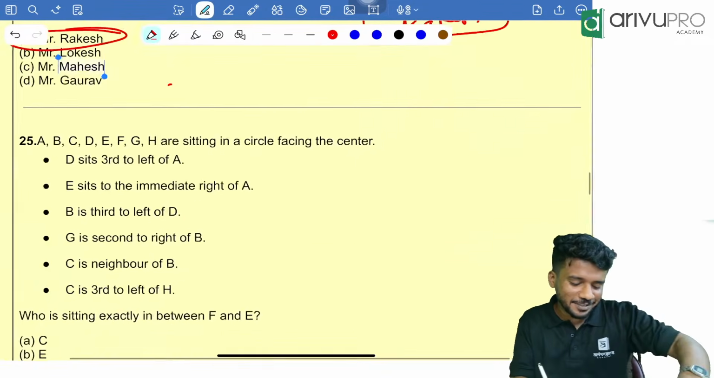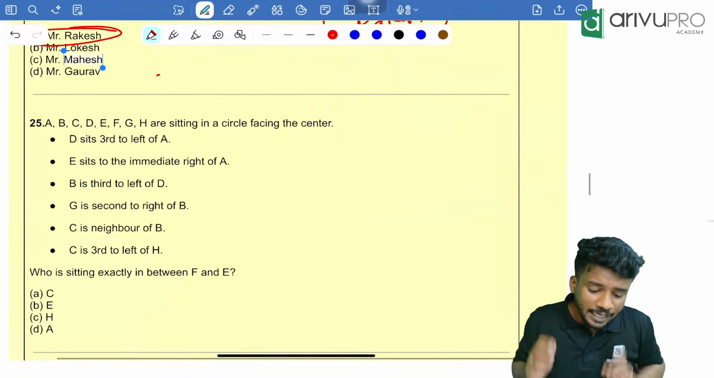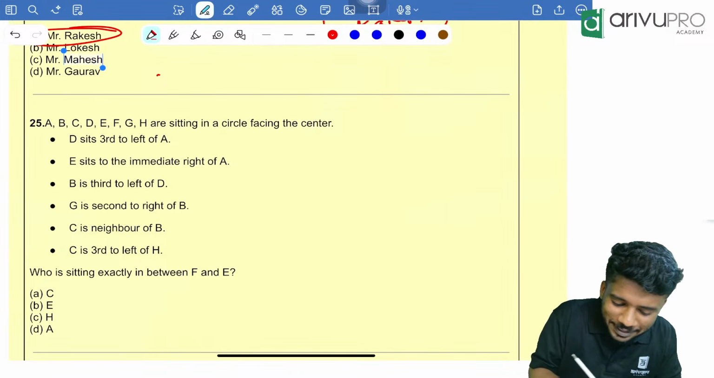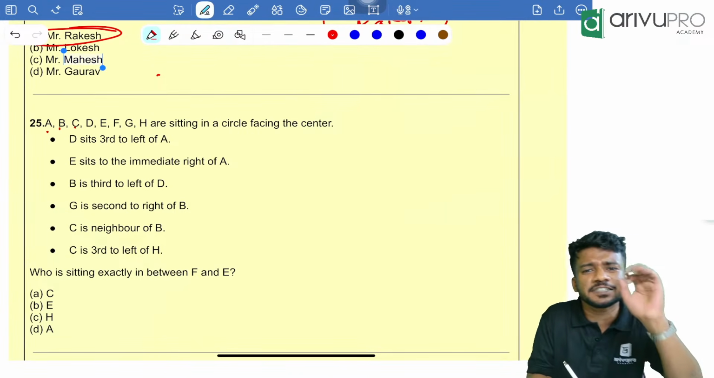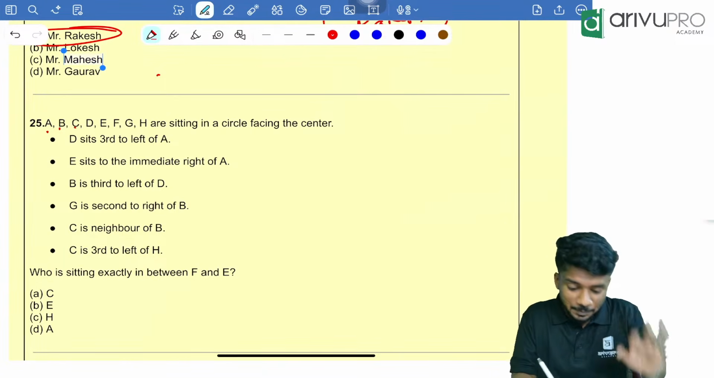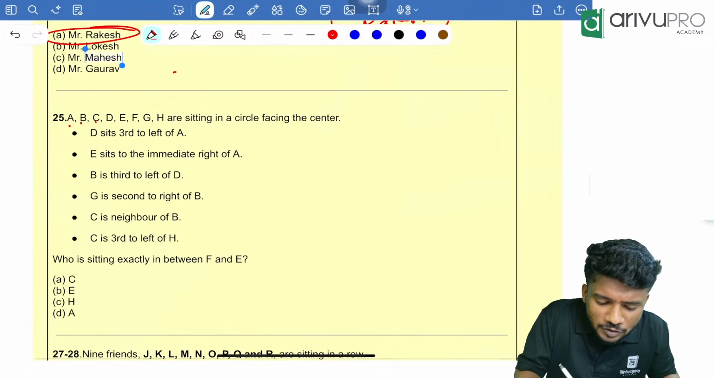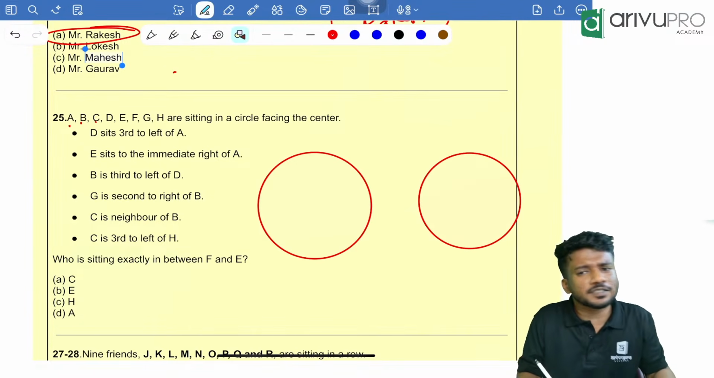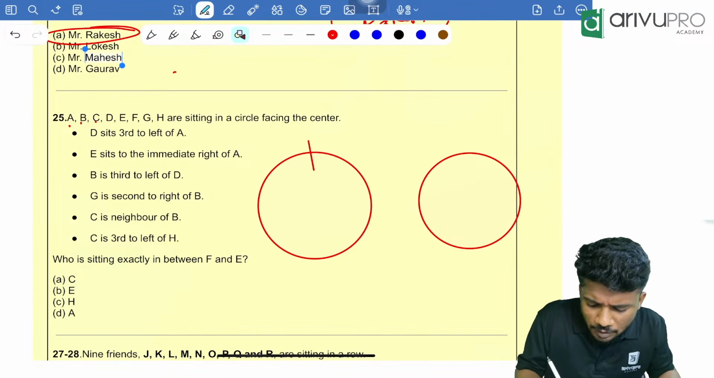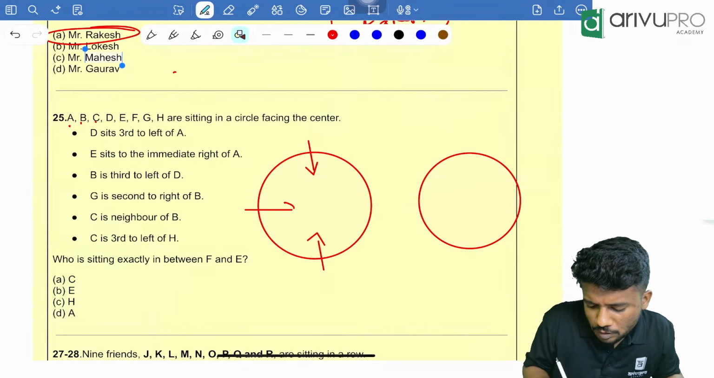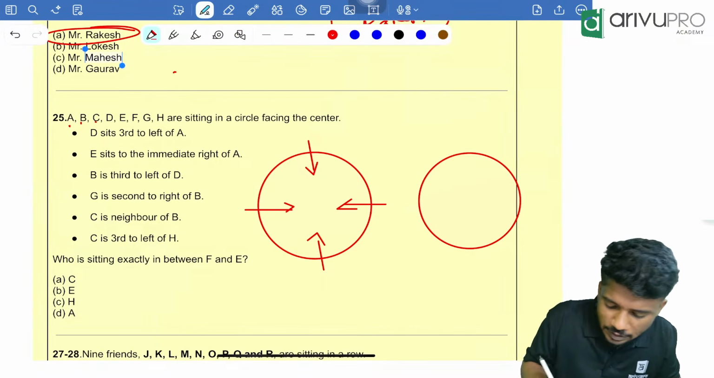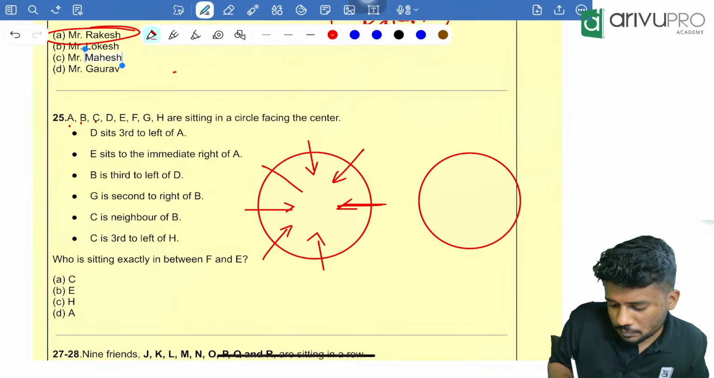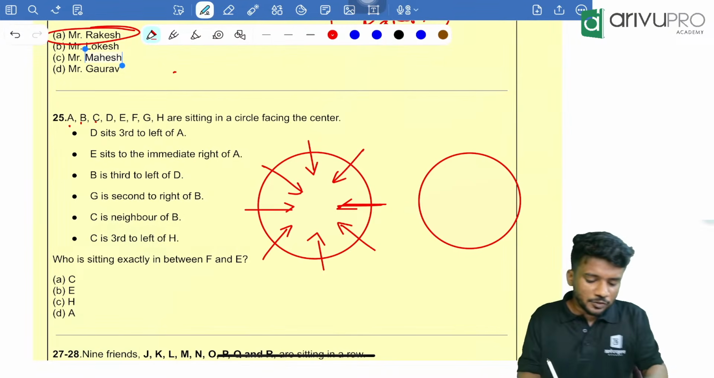Next. A, B, C, D, E, F, G, H are sitting in a circle facing the center. How many people are there in total? A, B, C, D, E, F, G, H means 8 people are there. That means we need to first draw one circle. Yes, we drew a circle. Then what happened? We need to draw it like this, right? Yeah, we need to check.